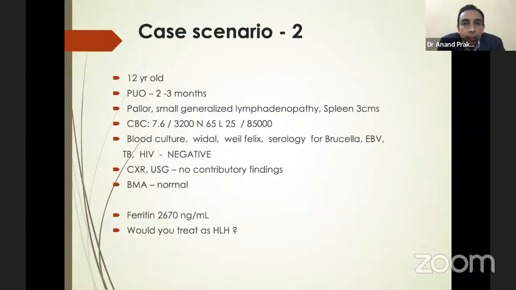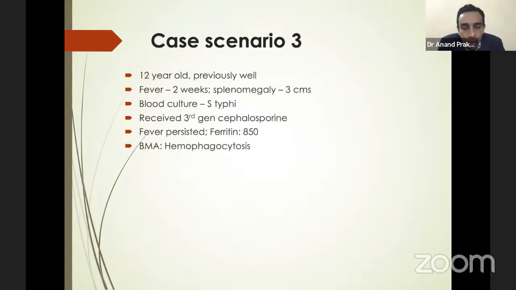The second scenario, a 12-year-old who came in with 2 to 3 months of fever, pallor, small generalized lymphadenopathy, a small spleen, came with pancytopenia, again, extensive infection workup negative, imaging workup negative, a marrow is normal. So we got the reference from the primary pediatric team saying, should we start on DEXA plus minus etoposide? The ferritin is high. Would you treat this child as HLH? A lymph node biopsy here showed Hodgkin's lymphoma. And so clearly a precipitous use of DEXA and etoposide would probably have been counterproductive. Standard therapy for Hodgkin's settled all the symptoms.